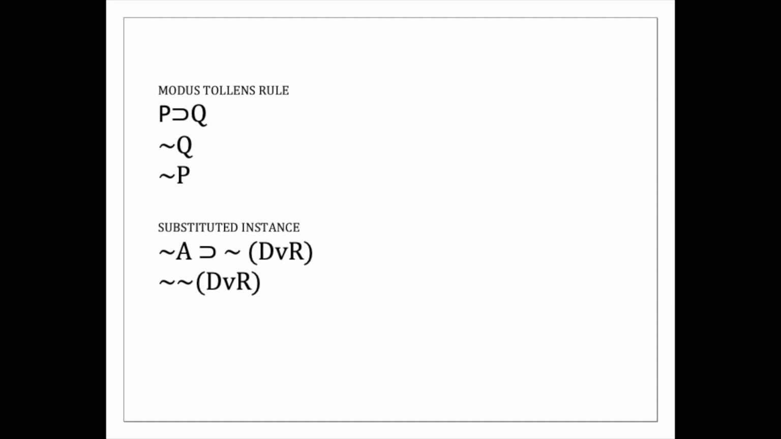You'll notice in the first premise, the horseshoe separates the antecedent from the consequent. The antecedent is, it's not the case that A. The consequent is, it's not the case that D or R. In the second premise of this argument, you have a negated consequent. The statement, it's not the case that D or R, is negated in the second premise. Because of that, we can infer the negation of the antecedent based on the modus tollens rule. And so the conclusion would be, it's not the case that A, or tilde tilde A.